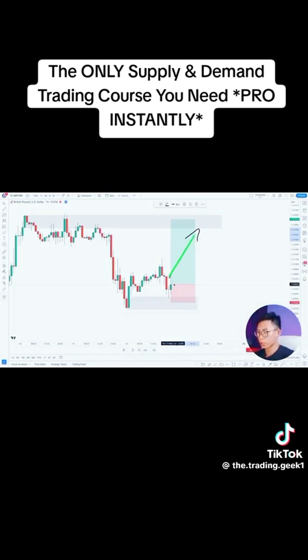Because if price eventually does something like this, where it goes up a bit and then starts coming back down and goes deeper into this zone, most likely this demand zone is going to fail, it's not going to work. So guess what, you will get out with a small tiny loss.